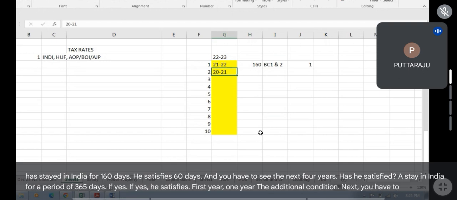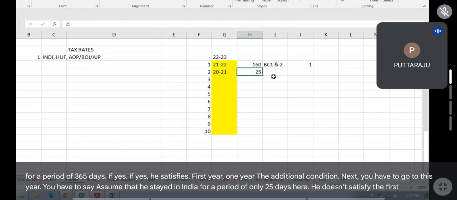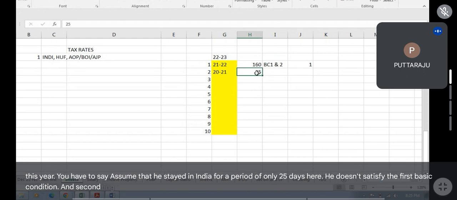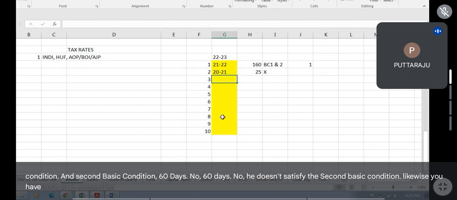Next, you have to go to this year. Assume that he stayed in India for a period of only 25 days here. He doesn't satisfy the first basic condition. And second basic condition, 60 days, no, he doesn't satisfy the second basic condition. Likewise, you have to test for all the 10 previous years.